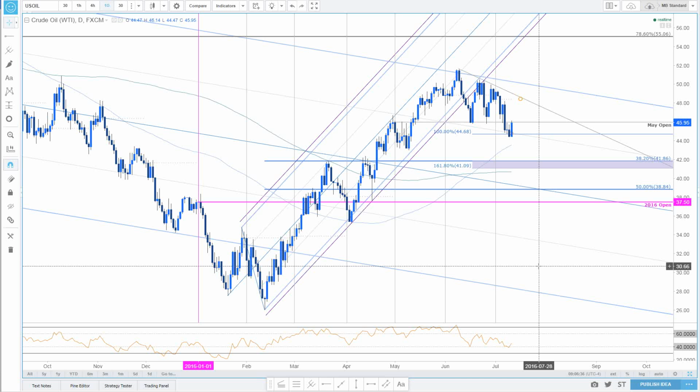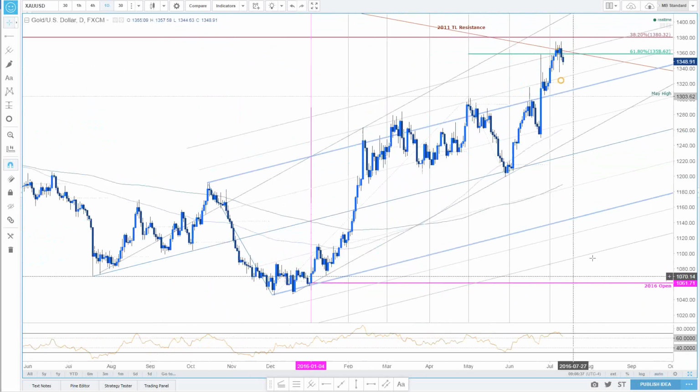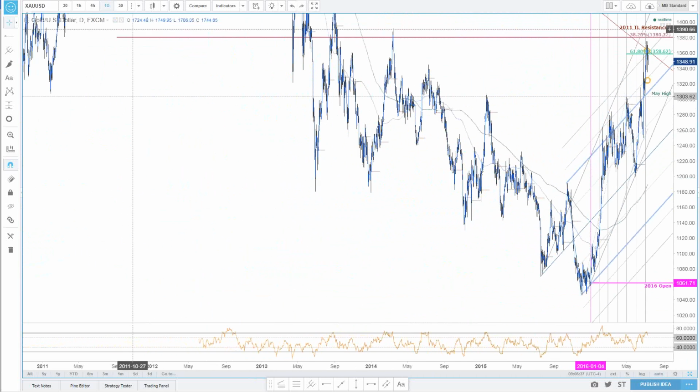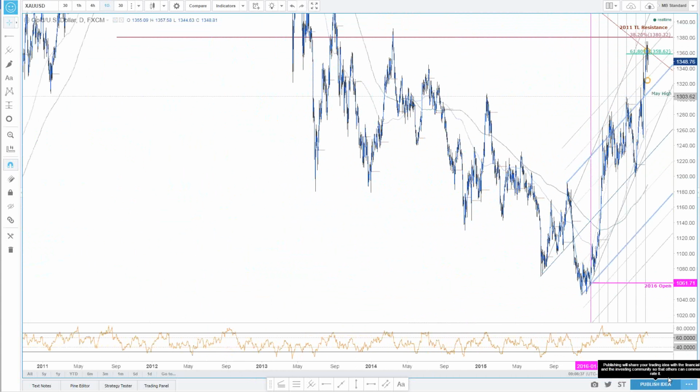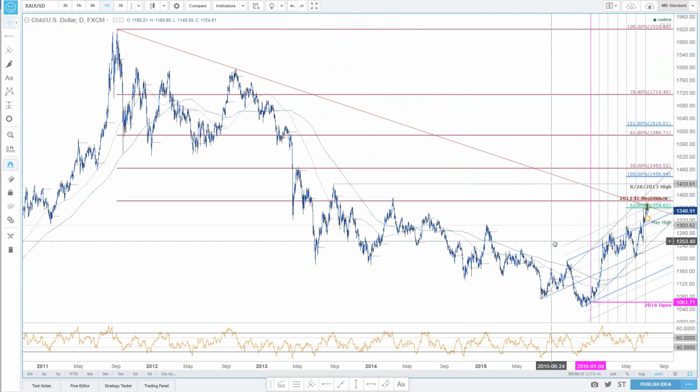The other commodity trade is gold, and gold looks like this on the daily chart. I really don't have a play per se here. The only thing I wanted to point out is that you're likely to get a little bit more of a pullback. The gold trade remains broadly constructive, but you are hitting a major resistance barrier.